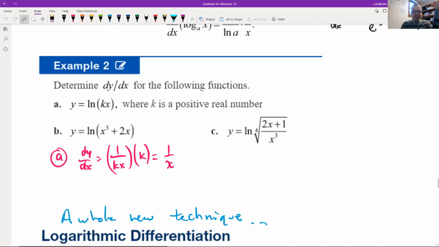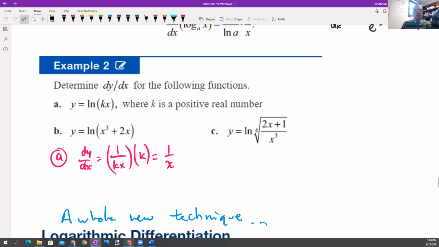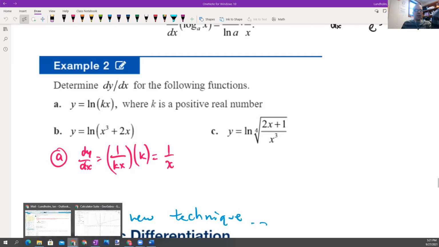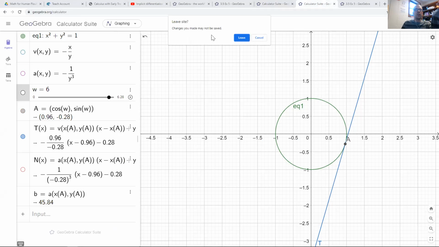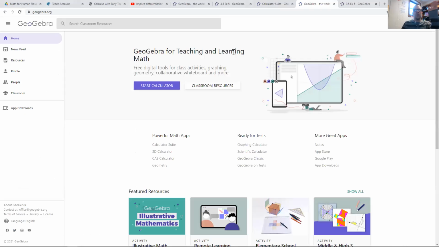But if we take a look at this, now I didn't make this on GeoGebra already, but we can look at this on GeoGebra. Let's just open up something new. I don't care, get out of here.